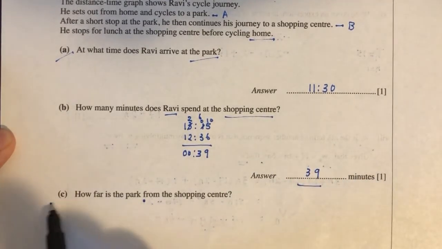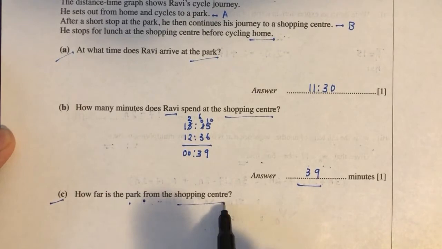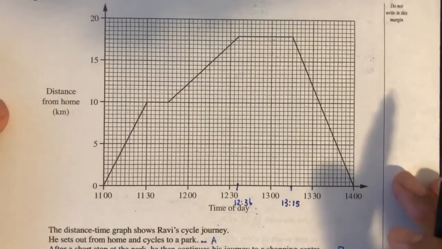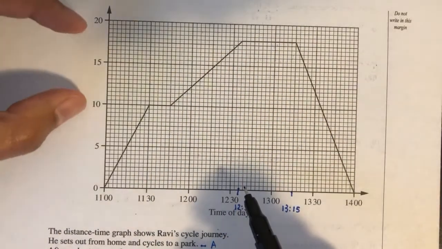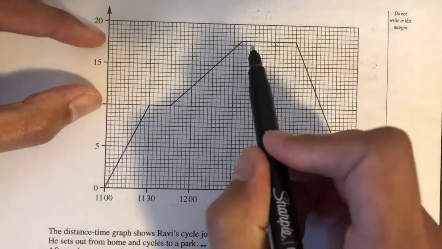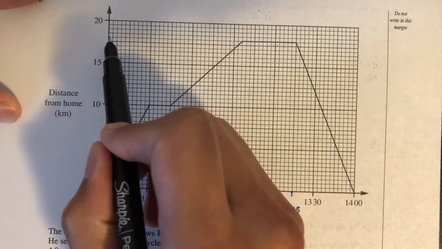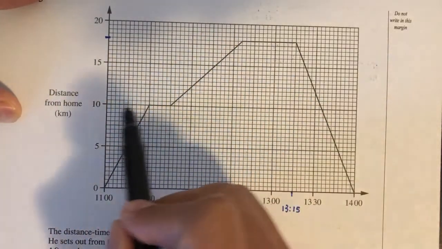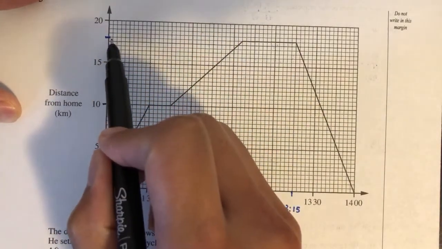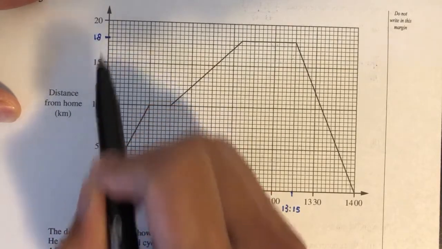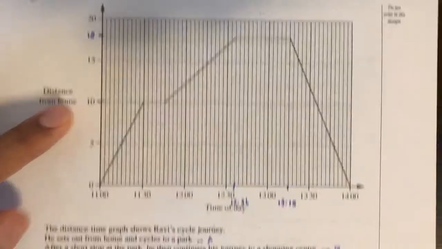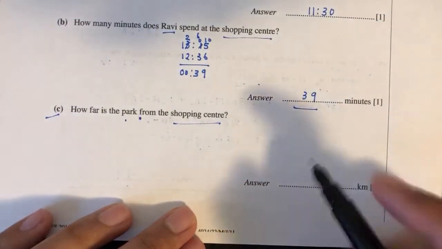Now for part C, how far is the park from the shopping center? So pretty easy. As we can see here, the park is here and the shopping center is here. So we have to find this distance. So let's find that. This line will be corresponding to this point. And this line is this. So 10, this is what value? This is 16, 17, 18. So 18 minus 10, you will have 8. Distance will be 8 kilometers.